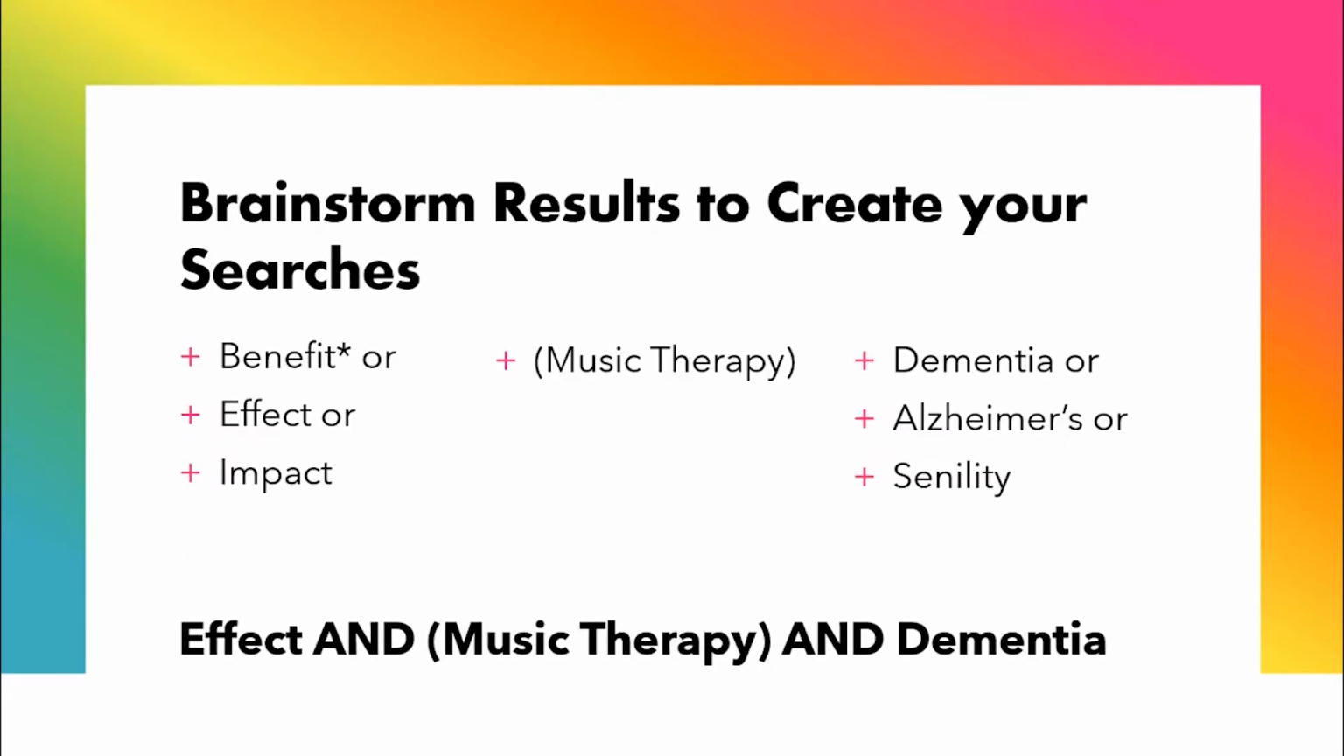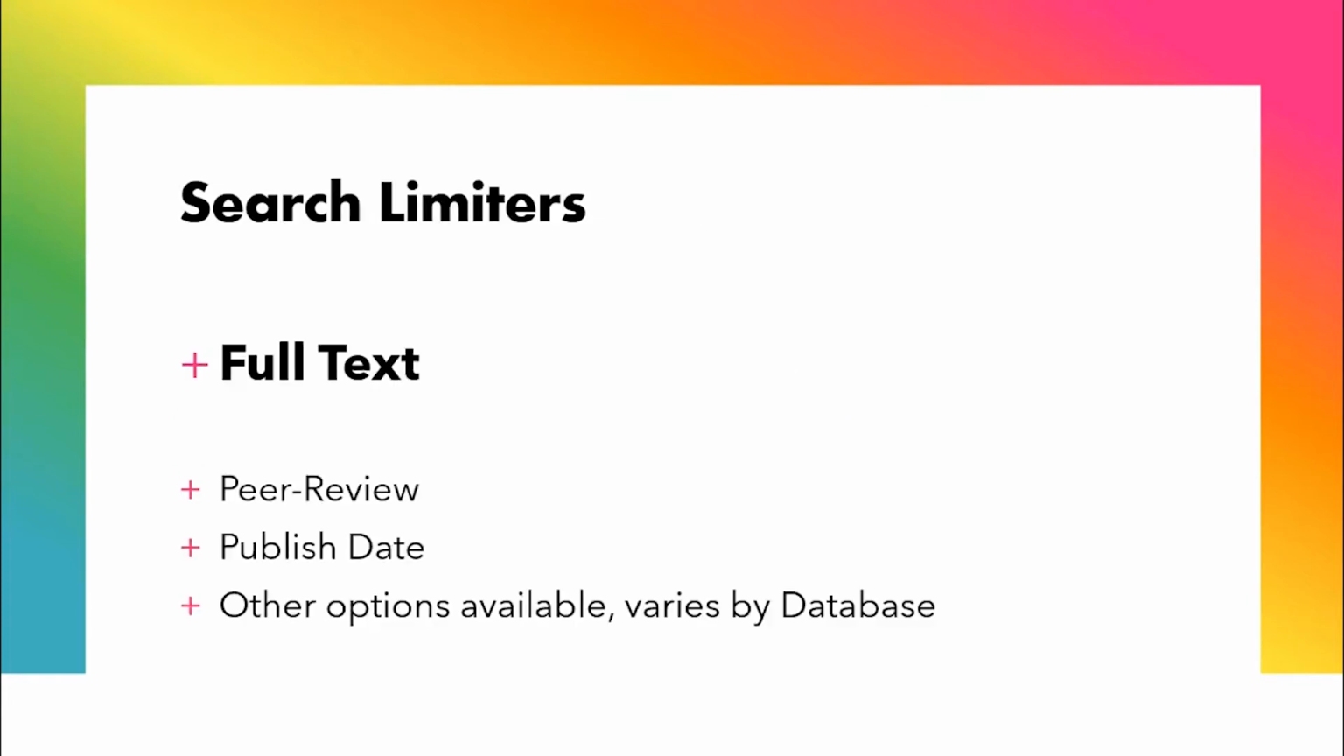Once I have this brainstorm list, I can create my search. The first one I started with was effect and music therapy in parentheses and dementia. Then you'll see a lot of limiters available to you. The first one you want to use is full text. Your tuition helps pay for the library databases that are available to you, so check full text, and that will show you all of the articles that are open to you.